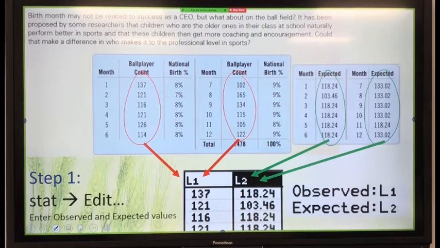Yes, if you haven't guessed so far, categorical data has a lot more information you've got to punch in and calculate than quantitative data.